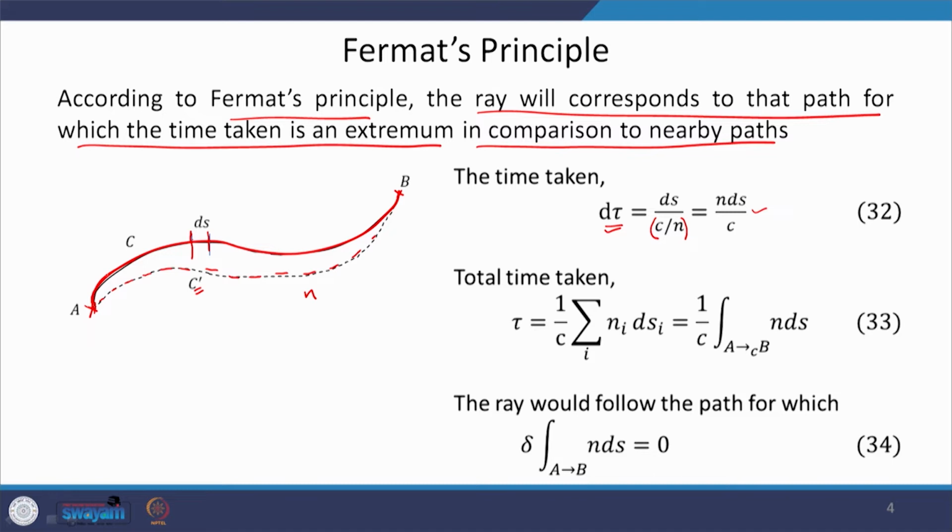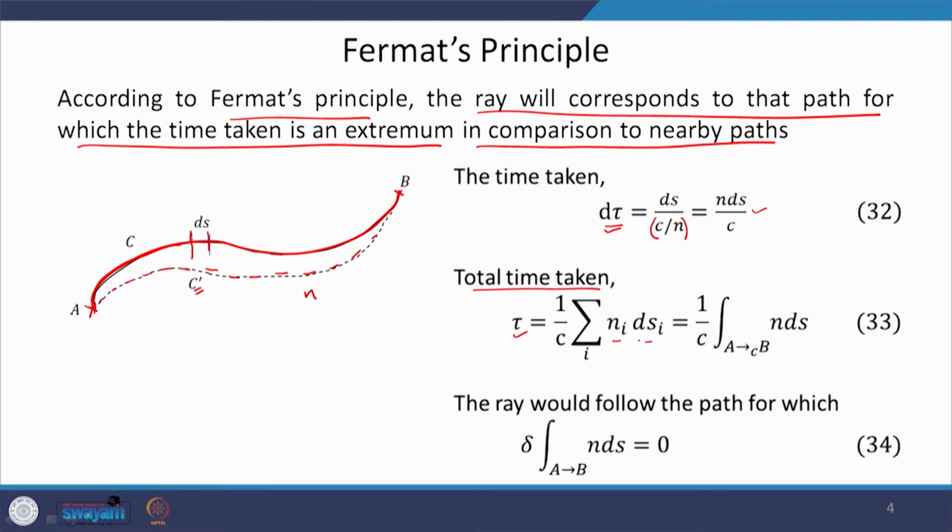Okay, and now the whole time can be calculated by assuming several such small length elements along curve C. Now, suppose there are a very large number of these length elements. Then we can calculate the time for each of these length elements, and then we can sum them up. Once you sum them up, this will give you the total time the ray will take in traversing path C.